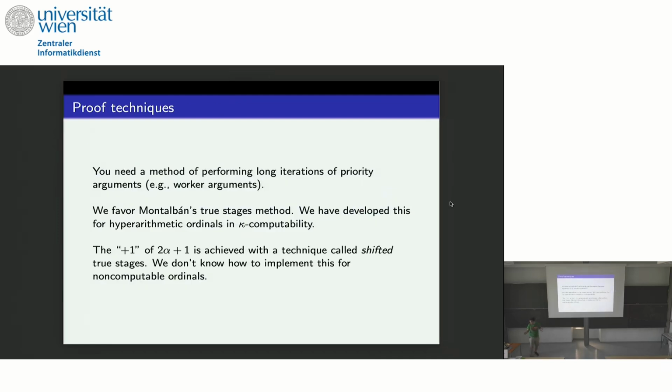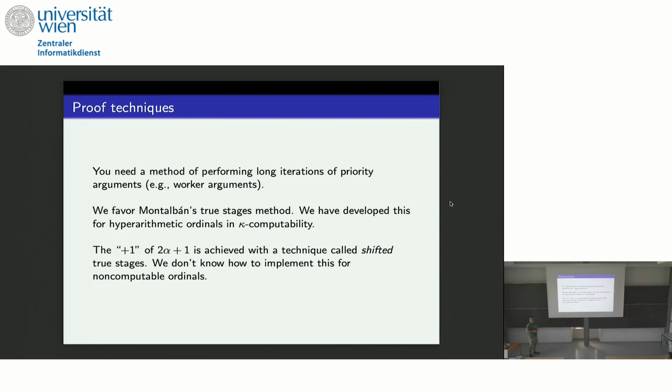Let me say a little bit about the proof techniques. Again, this is if I want to make a nice copy of the antiderivative. You need some way of doing long iterations of priority arguments, some sort of worker argument. Ash had his meta theorem. We favor Antonio's true stages method, which we had to develop for hyperarithmetic ordinals and kappa computability.